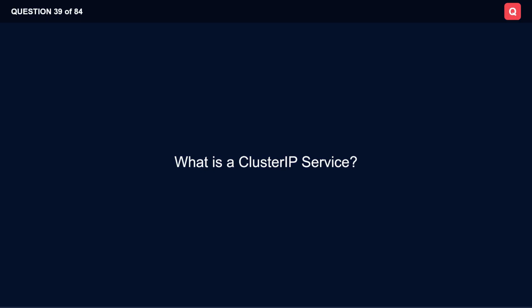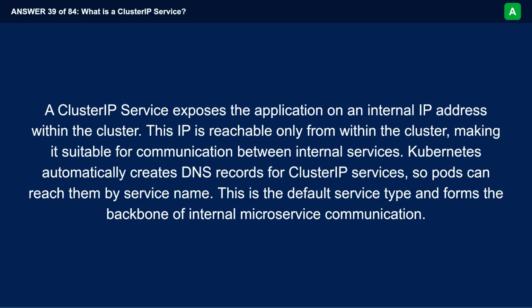What is a cluster IP service? A cluster IP service exposes the application on an internal IP address within the cluster. This IP is reachable only from within the cluster, making it suitable for communication between internal services. Kubernetes automatically creates DNS records for cluster IP services, so pods can reach them by service name. This is the default service type and forms the backbone of internal microservice communication.